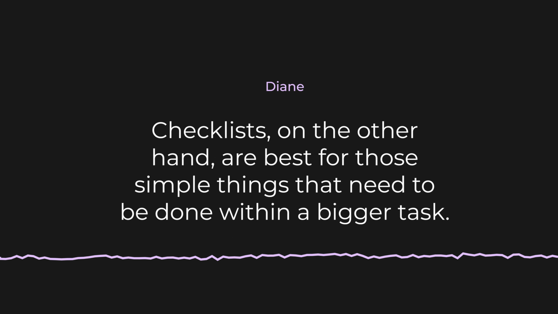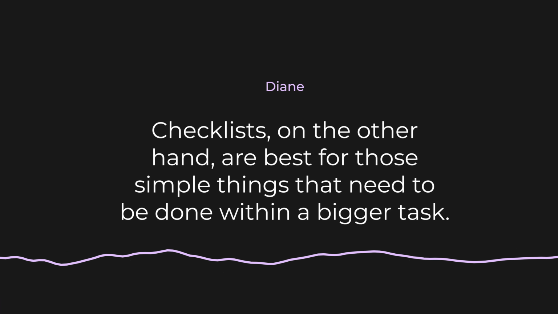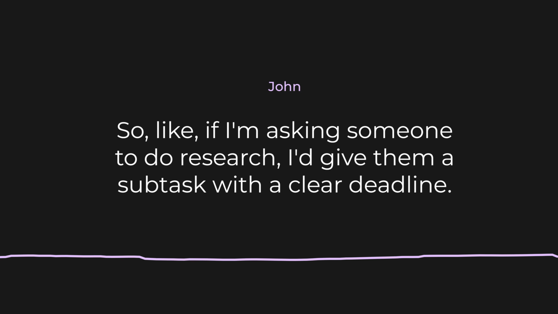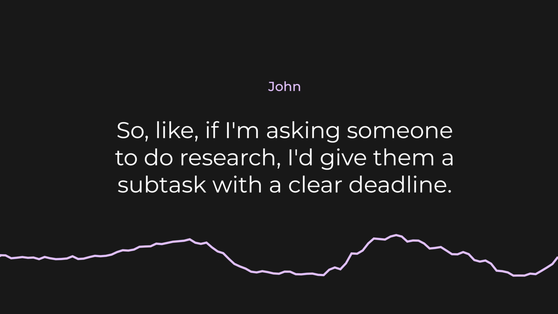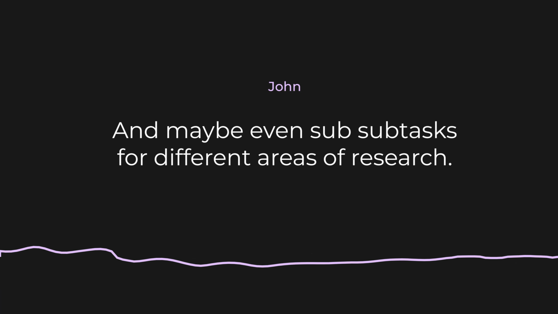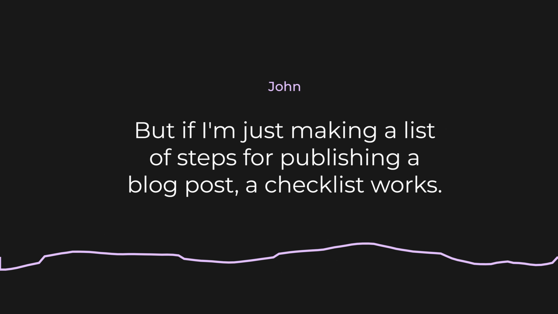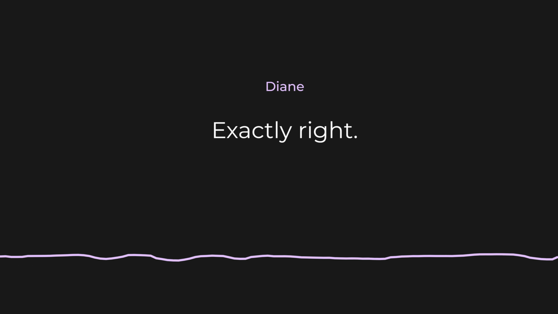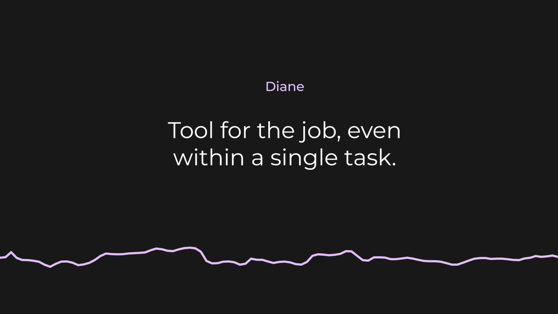Right. Checklists, on the other hand, are best for those simple things that need to be done within a bigger task. So like if I'm asking someone to do research, I'd give them a subtask with a clear deadline and maybe even subtasks for different areas of research. But if I'm just making a list of steps for publishing a blog post, a checklist works. Exactly right. Tool for the job, even within a single task.